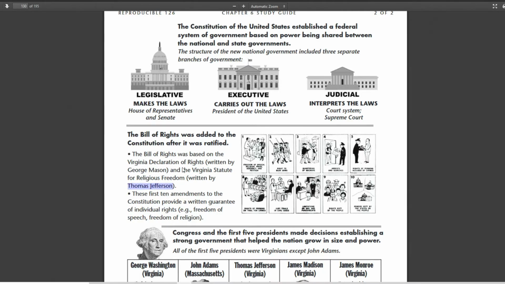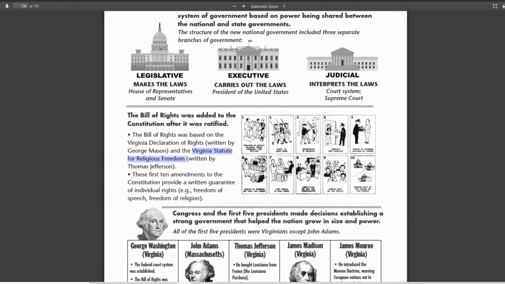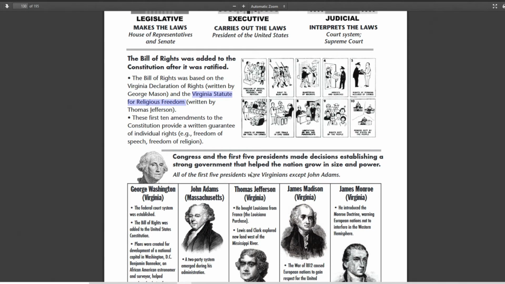Okay, now that's very important. We just have to remember those two documents. An easy way that you can look at it, it's the opposite of what you would probably think, because when you think Thomas Jefferson, you think Declaration of Independence, but here it's the reverse. You got Declaration of Rights by George Mason, and then Thomas Jefferson has the other one, the Virginia Statute for Religious Freedom. Okay? And then finally our first 5 presidents, we have George Washington.